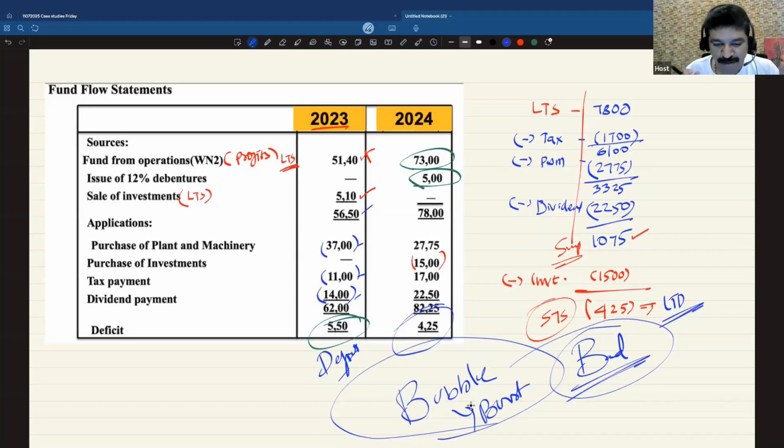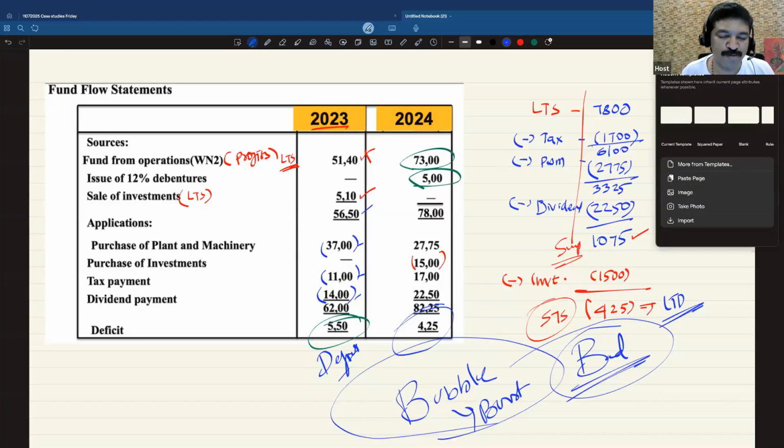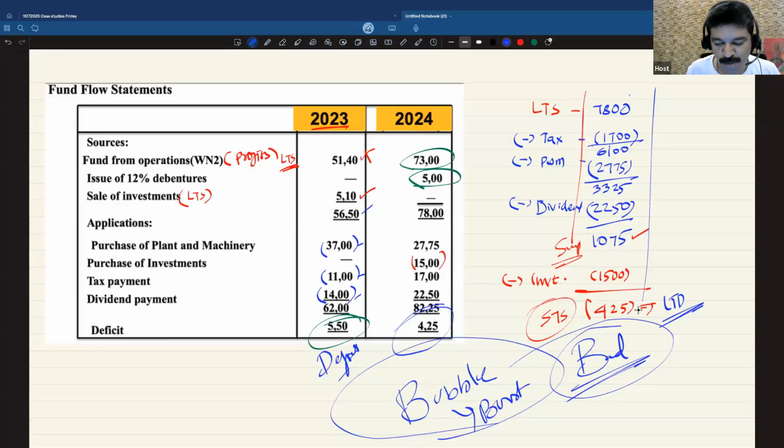So how many of you have got that clarity today? The essence of fund flow statement, the essence of fund flow analysis, and how many of you really admire this fund flow statement? How many of you are really impressed with the fund flow statement? If you're really impressed, just type impressed or whatever comes to your mind. If you find today's session useful, valuable, powerful, relevant, important, just comment that.